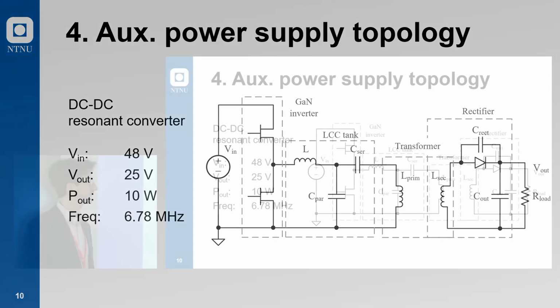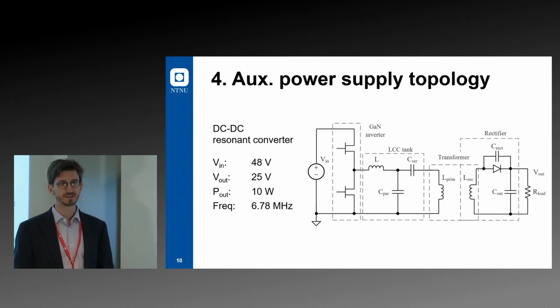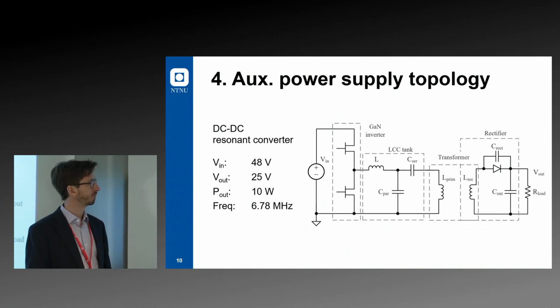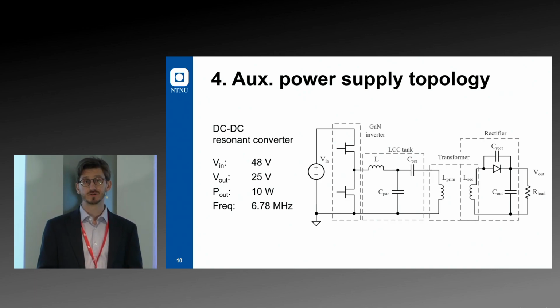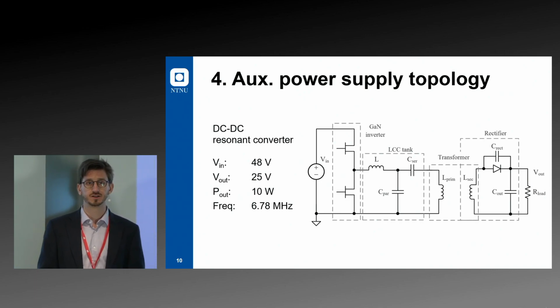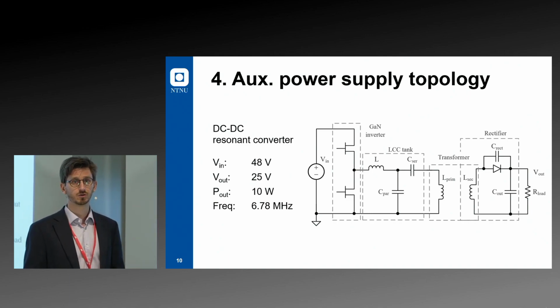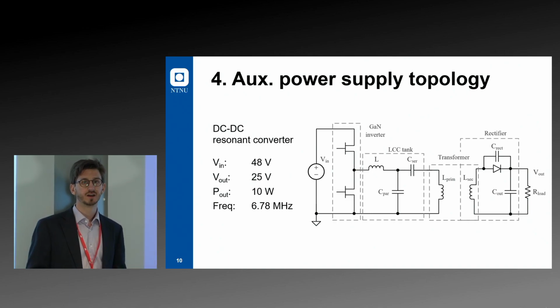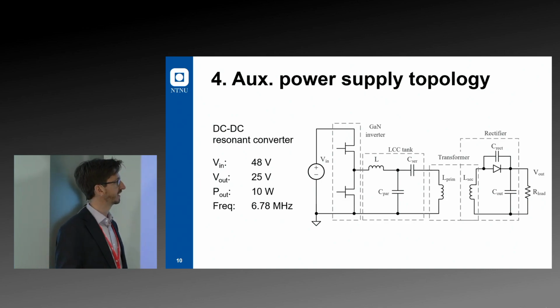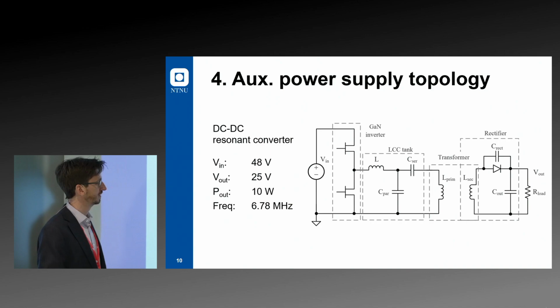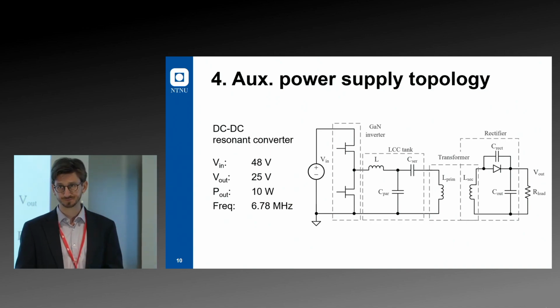And then we feed that into an LCC resonant tank before we have the transformer. And then we have a resonant Class E rectifier using silicon carbide Schottky diodes because of their low capacitance. And I'll go through why the resonant tank and the dimensioning of the rectifier.